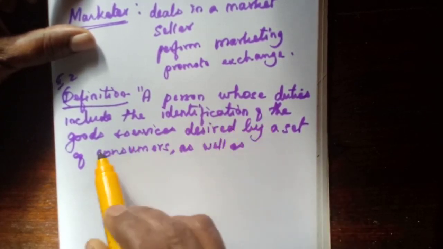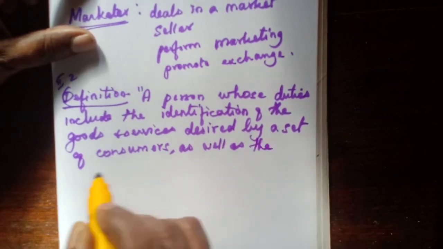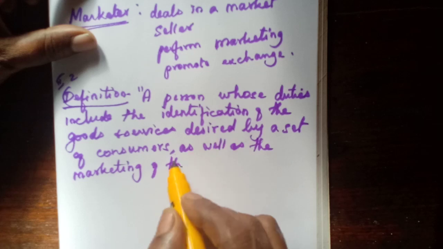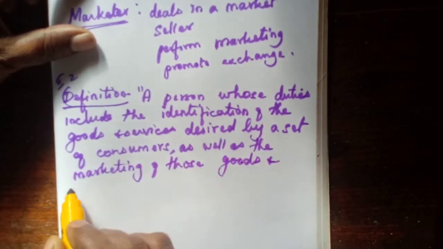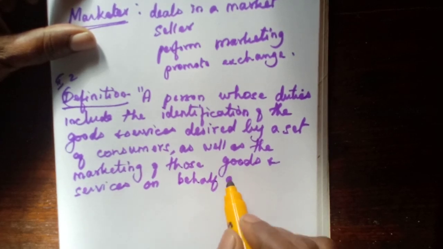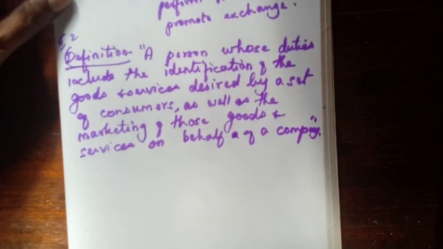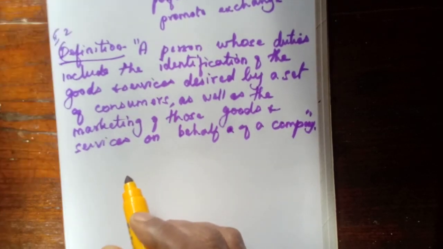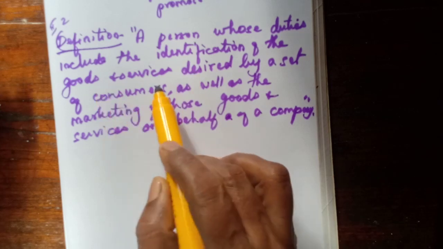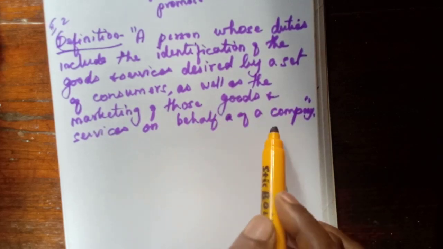Okay. Duties include the identification of goods and services desired by a set of consumers, as well as the next duty, the marketing of those goods and services on behalf of a company, because he is appointed and working for a company. This meaning is given from the business dictionary. So this definition you might have understood. A person whose duties include, first, the identification of the goods and services desired by a set of consumers. Then the next duty, marketing of those goods and services on behalf of a company.